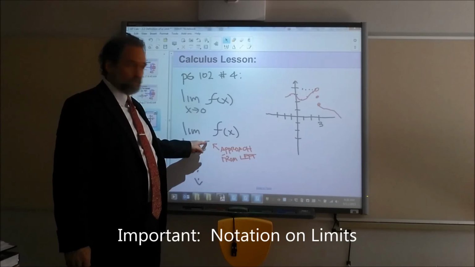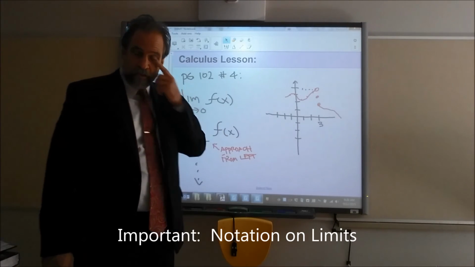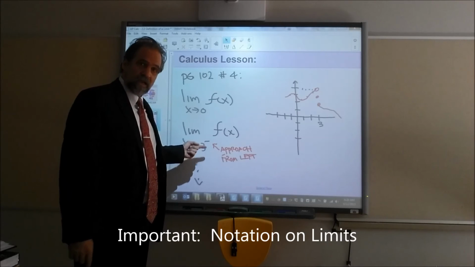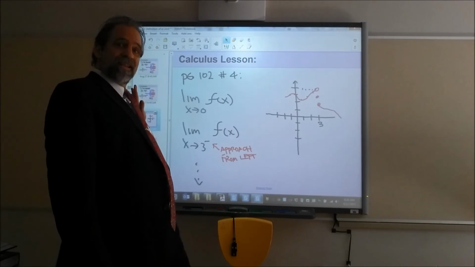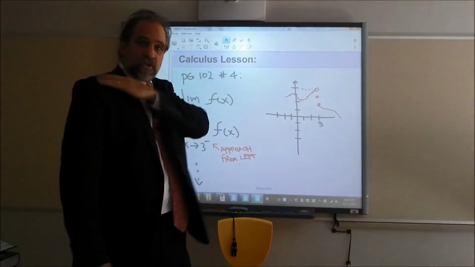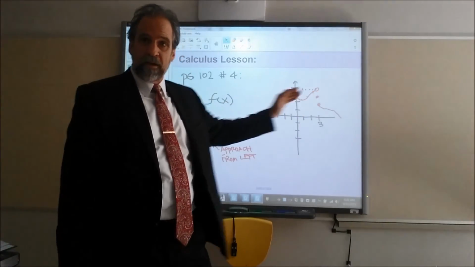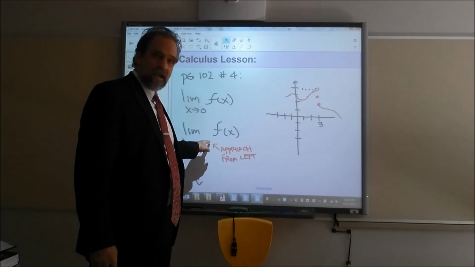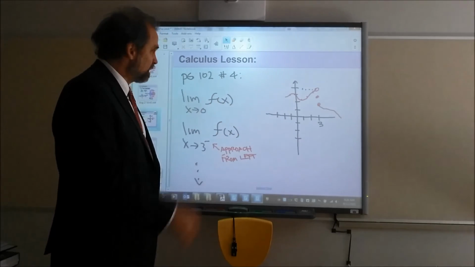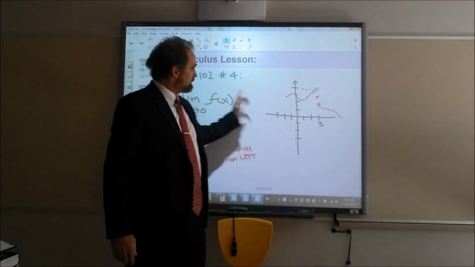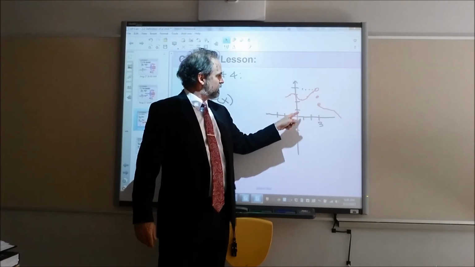So if I approach from the left, that's what that little sign above the 3 means. It's not 3 with a negative charge like you think of in chemistry, and it's not -3 because that would be negative in front. This is 3 with a negative sign, which means I'm approaching from the lesser side, the negative side, from the left. So obviously if I'm approaching from the right, that symbol would be plus. Okay?